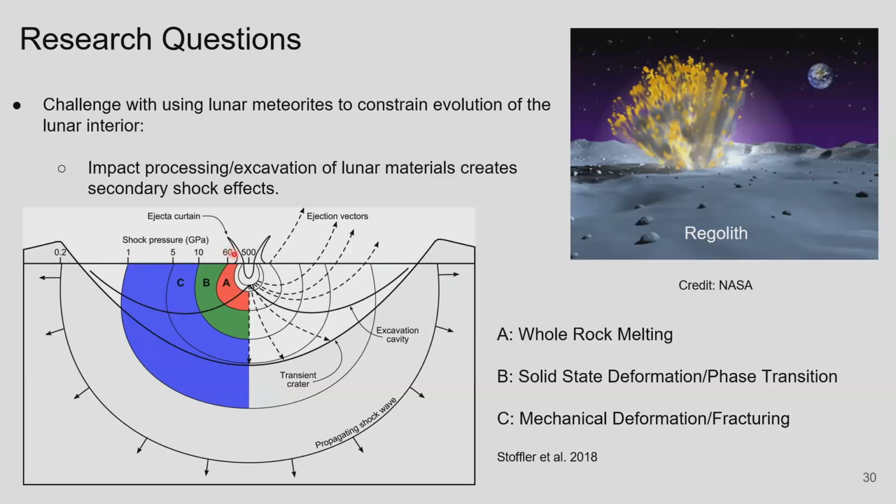And then as you move further away from that crater, you would have some rocks that fall into region B, which undergo what's called solid state deformation. So maybe they haven't melted, but they've been plastically deformed. If you want to think about plastic deformation, think about if you took a copper wire and you bent it. That's generally what plastic deformation is. It's irreversible damage that doesn't go back to its original orientation.